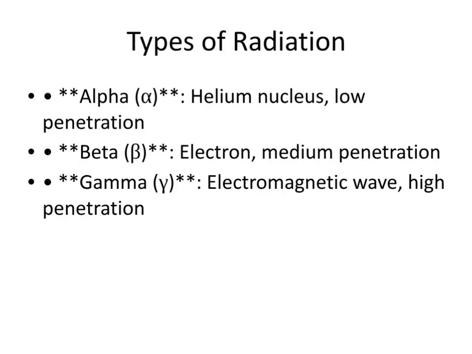Okay, types of radiation. Alpha, beta, and gamma are the three important types of radiation which will be in the Leaving Cert chemistry curriculum, so it's really important. Alpha is a helium nucleus, low penetration. Beta is an electron, medium penetration. Gamma is an electromagnetic wave, high penetration.